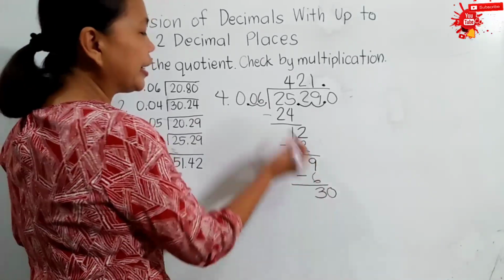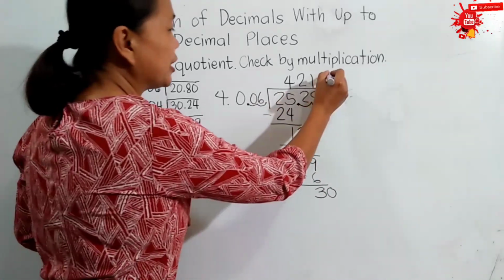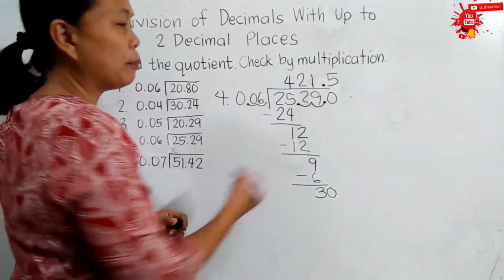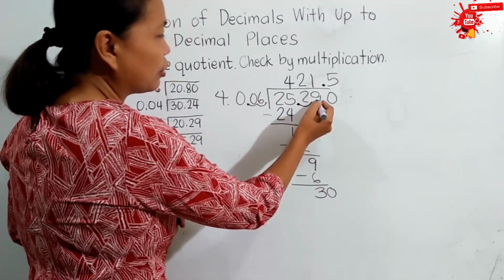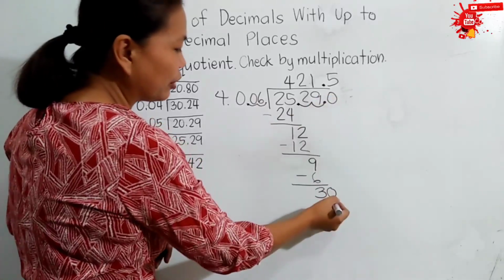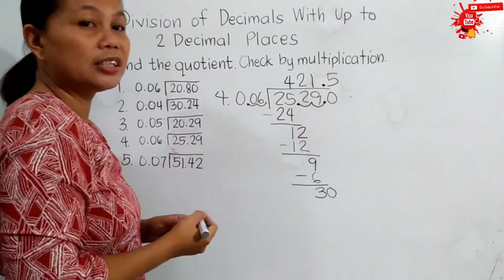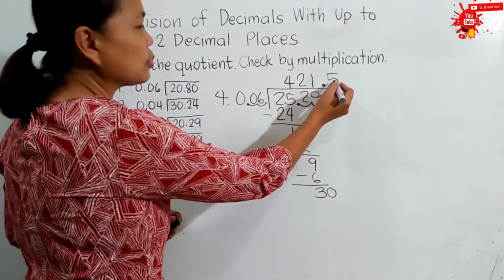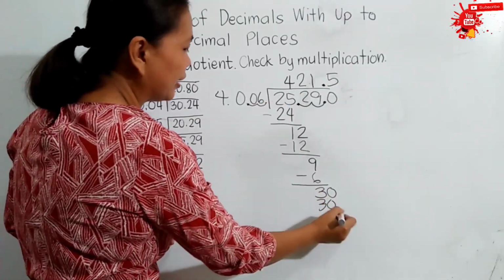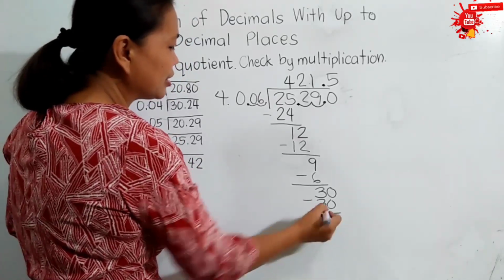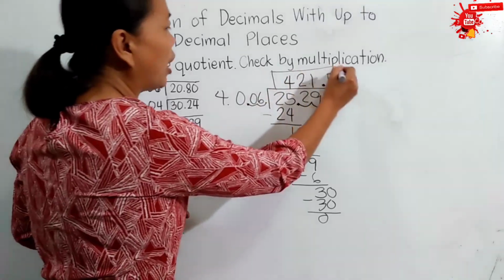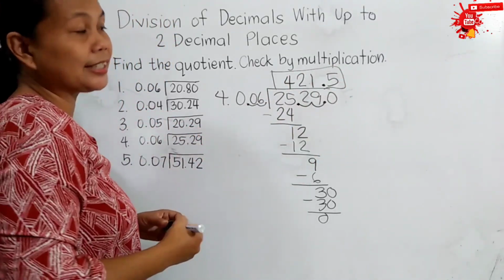Okay? So, 30 divided by 6, which is 5. So, doon na siya sa labas ng decimal point kasi meron na tayong sagot sa tapat ng 9 at na-bring down na natin yung 9. Tapos, binring down natin yung 0, kaya sa tapat siya ng 0 natin ilalagay. Tapos, multiplication. So, 5 times 6 is 30. And 30 minus 30 is 0. So, we have an exact answer, which is 421 and 5/10.